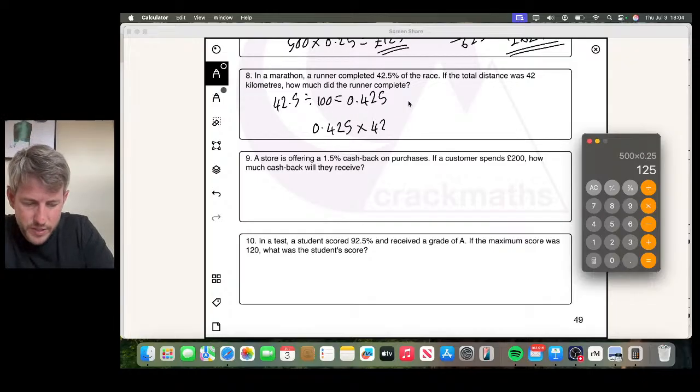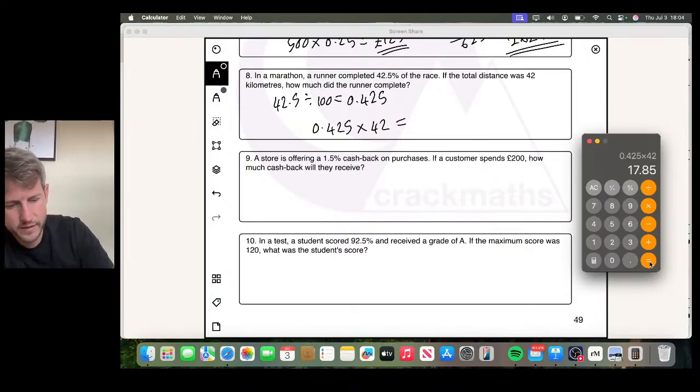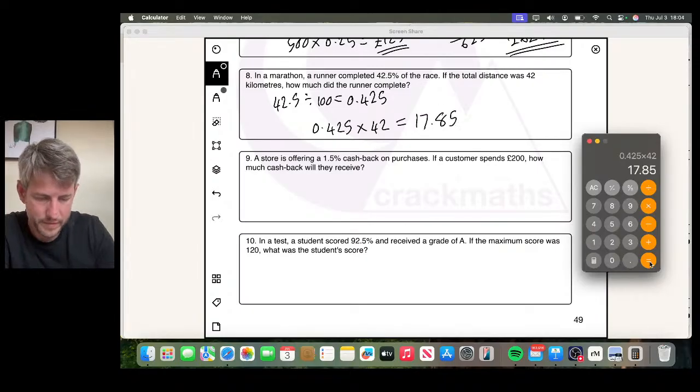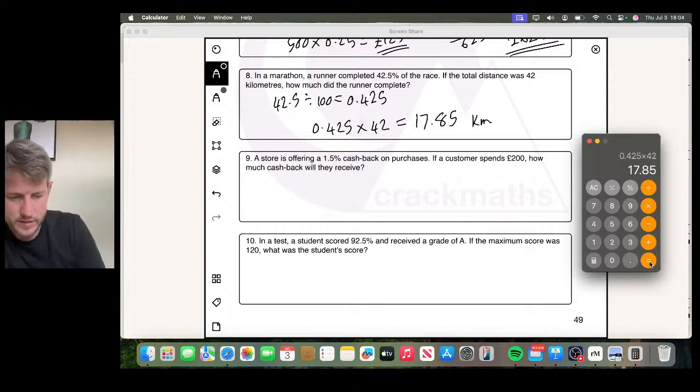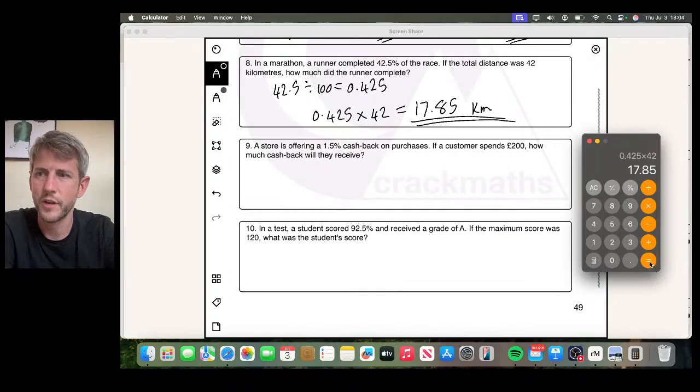So that's 42. And that equals, let's find out, 0.425 multiplied by 42. And that equals 17.85 kilometres. So that would be our answer for that question. Right, let's have a look at question 9.